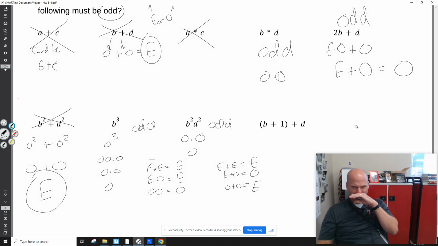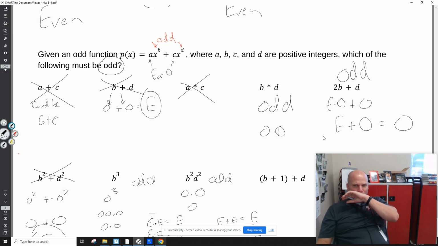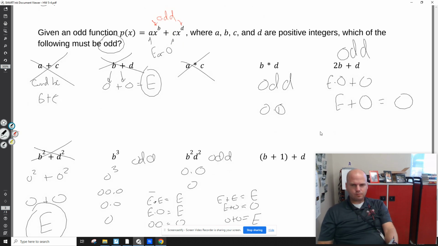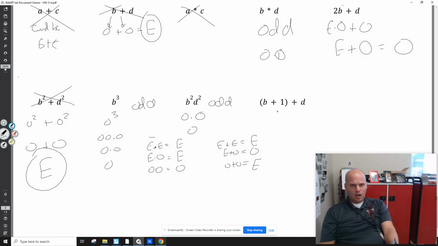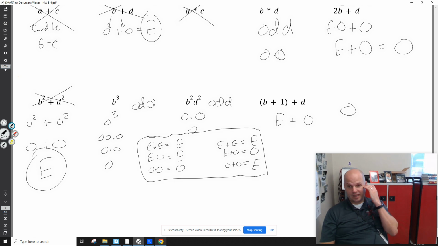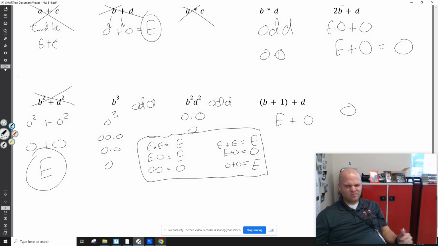B plus 1 plus D. B is odd. Odd plus an odd is an even. Even plus an odd has to be odd. Okay, so it really helps if you have all of your situations for adding and multiplying things down. Because if you try to think about it every single time, it's tricky. Having these all listed down helps tremendously.